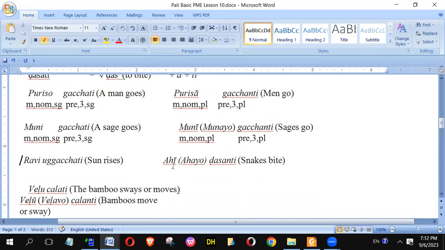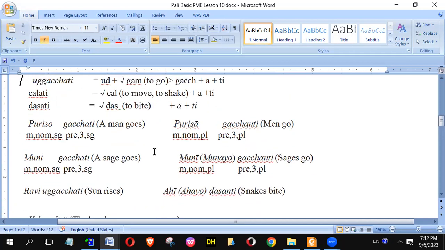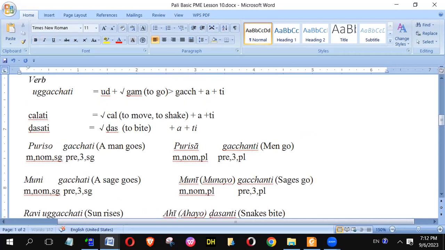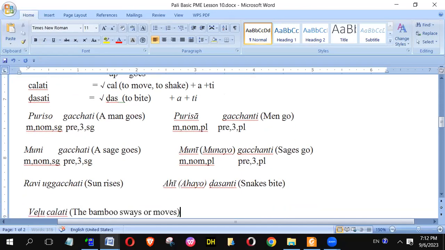Ravi, all right? Now, you can see the meaning, Ugachati. Ud, the meaning of ud according to prefix is up, okay? Gachati is goes, all right? So goes up means rises. So the meaning is rises. Or sometimes we have the meaning arise, okay? So the sun rises.